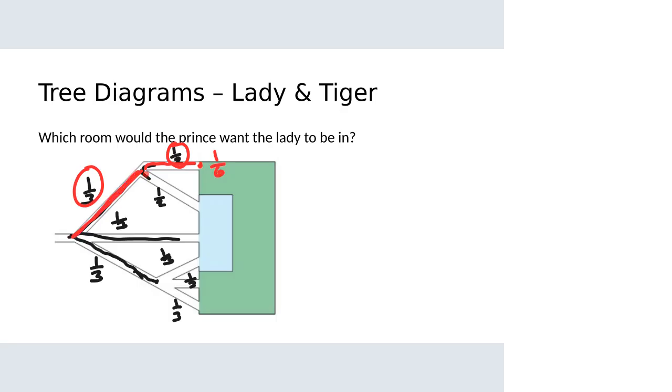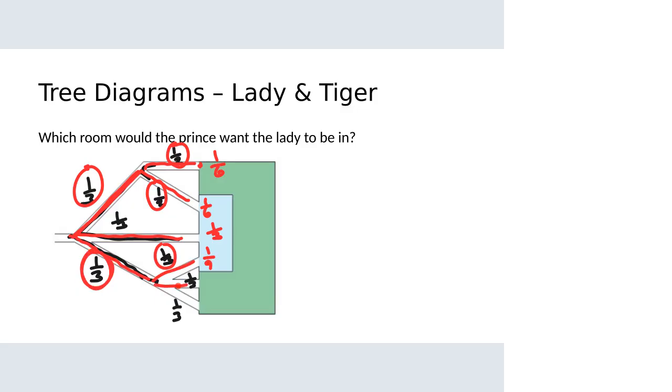If he takes this path followed by this one, that's 1/3 times 1/2. So it's 1/6 that he comes out of that exit. This one, he just walks straight ahead. There's nothing to multiply. There's just a 1/3 chance that he comes out right there. And then if he goes down, that's going to be 1/3 times 1/3. So 1 times 1 is 1. 3 times 3, that's 1/9 that he comes out that exit.